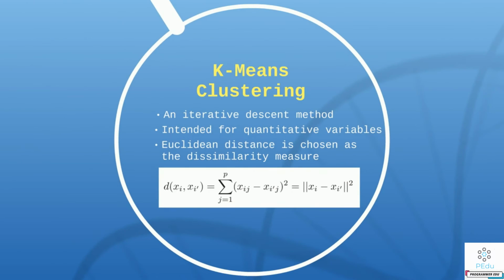All right, so here's k-means clustering. The k-means algorithm is one of the most popular iterative descent clustering methods. It is intended for situations in which all of the variables are of the quantitative type. So we have numerical values, and then the dissimilarity measure is often chosen to be the Euclidean distance.